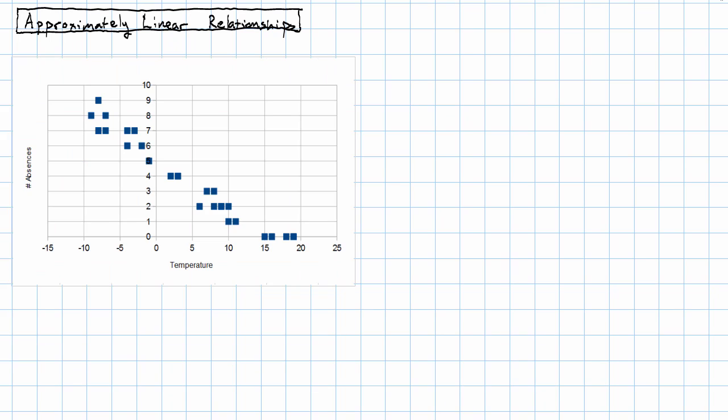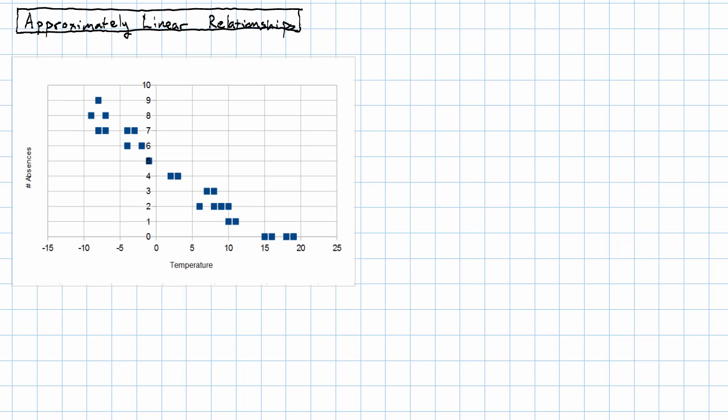In the last video, we thought about a relationship between temperature and number of absences. Let's suppose that the teacher in the last story kept keeping those records for several more days and ended up with a scatter plot that looks something like this. Notice I had the computer draw this graph for me.